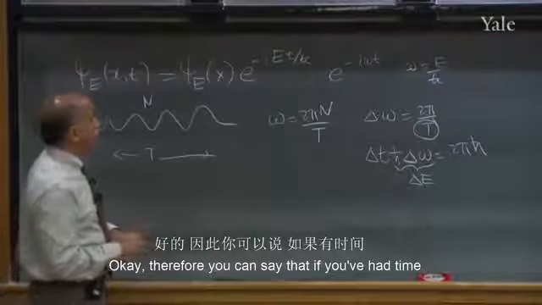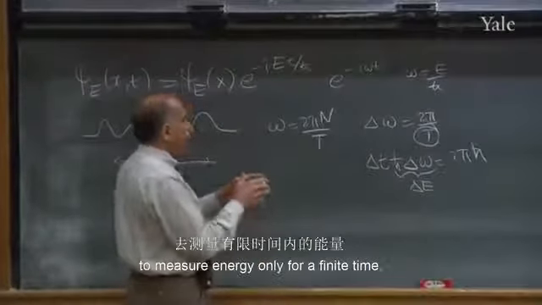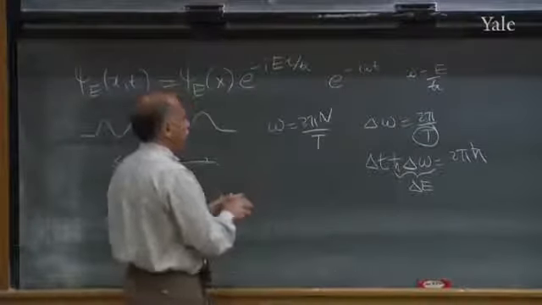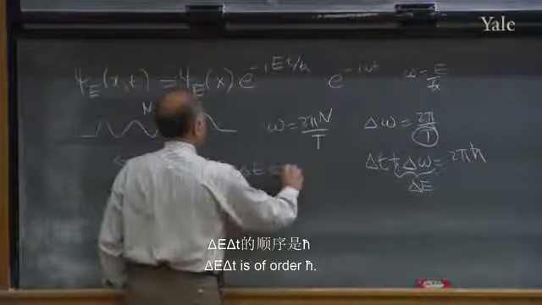Okay. Therefore, if you have had time to measure energy only for a finite time, then energy will not be defined to better than this accuracy. Delta E delta t is of order h bar.